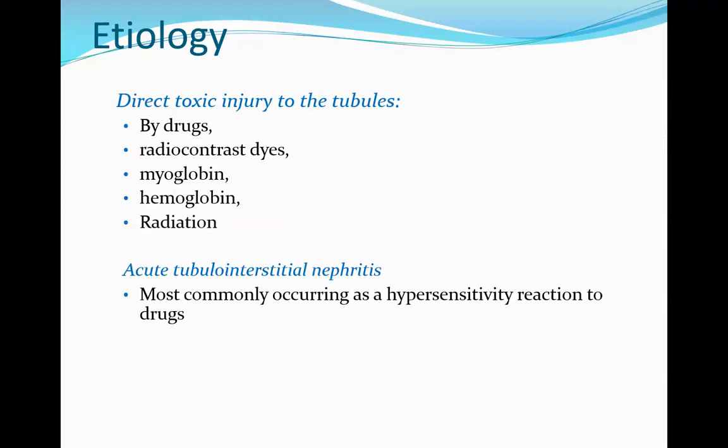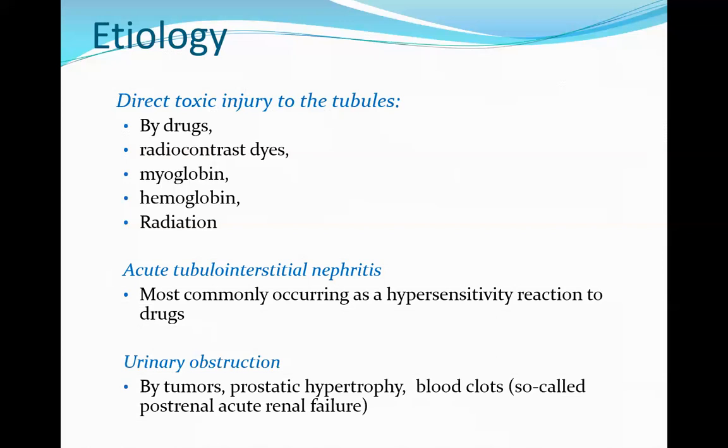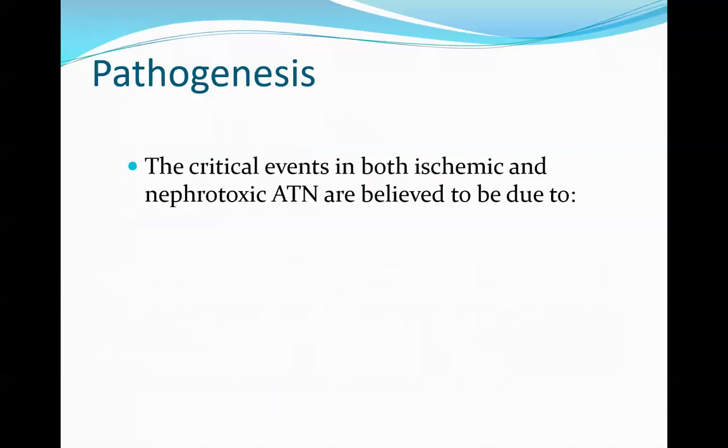Acute tubulo-interstitial nephritis, most commonly occurring as a hypersensitivity reaction to the drugs which we usually give to the patient. And lastly, urinary obstruction, which is the post-renal one, for example by tumor. Any tumor which is obstructing the ureter, or prostatic hyperplasia or hypertrophy, which is not allowing the urine to come down, or blood clots, cause so-called post-renal acute renal failure. So the back pressure will go up and it will damage the tubules.